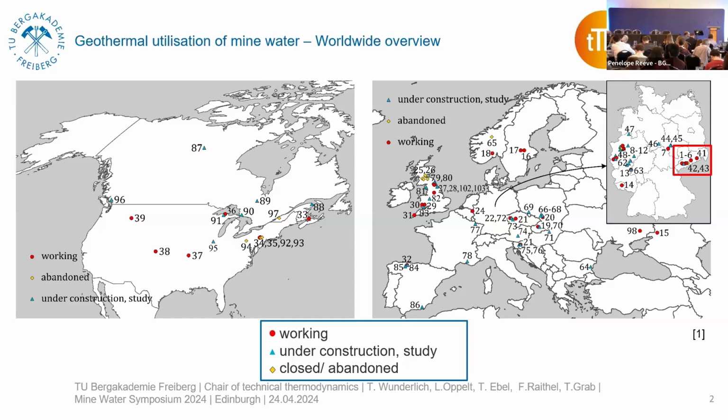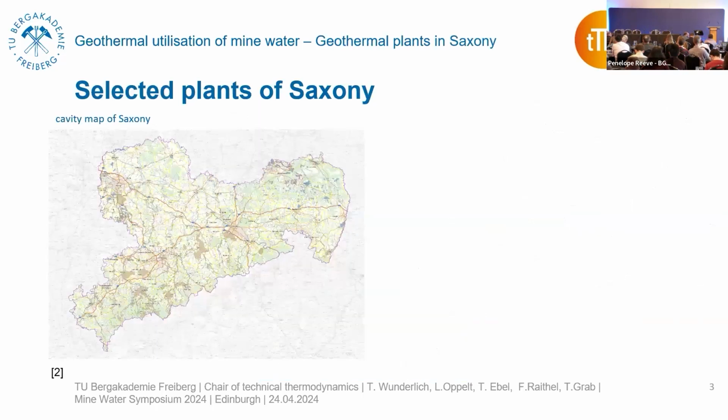Saxony is in the east of Germany. Here you can see a map of Saxony, and that's not a usual map, it's the cavity map, which was published by the local mining authorities. Here you've got these small brownish dots and areas. They represent the mining areas in the Saxony region. In the north, there are the large open cast mines for brown coal.